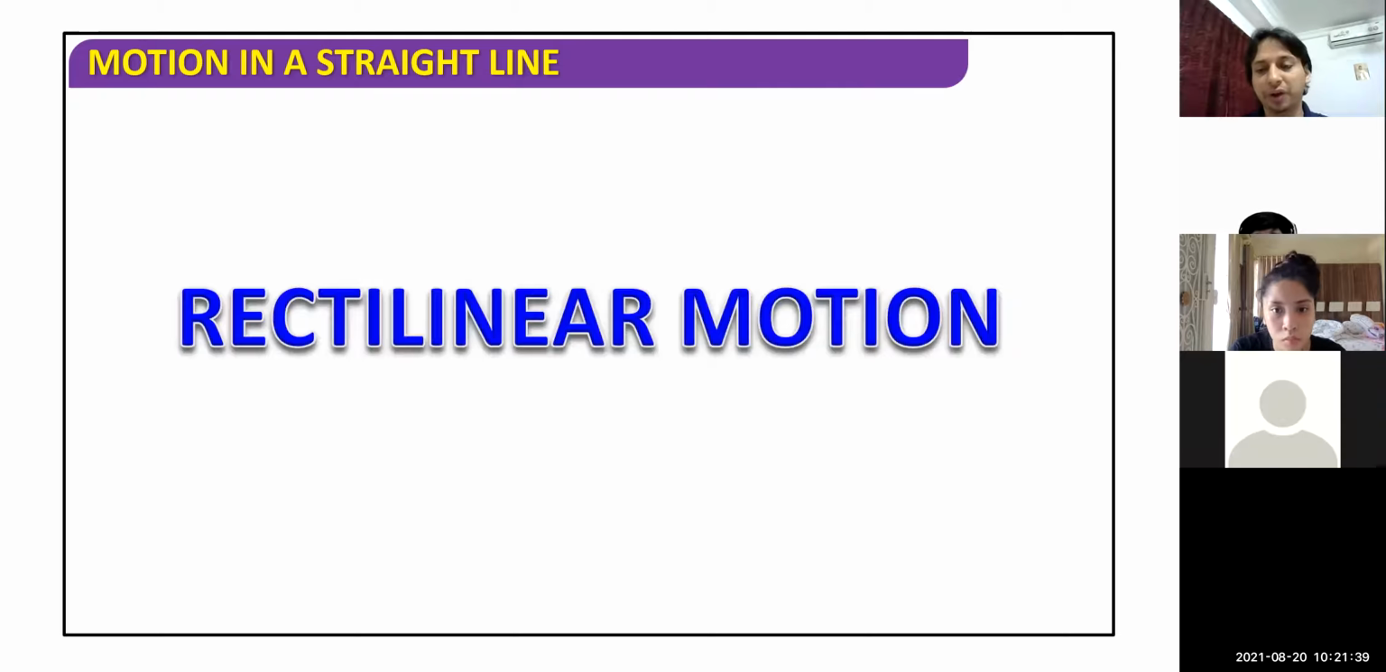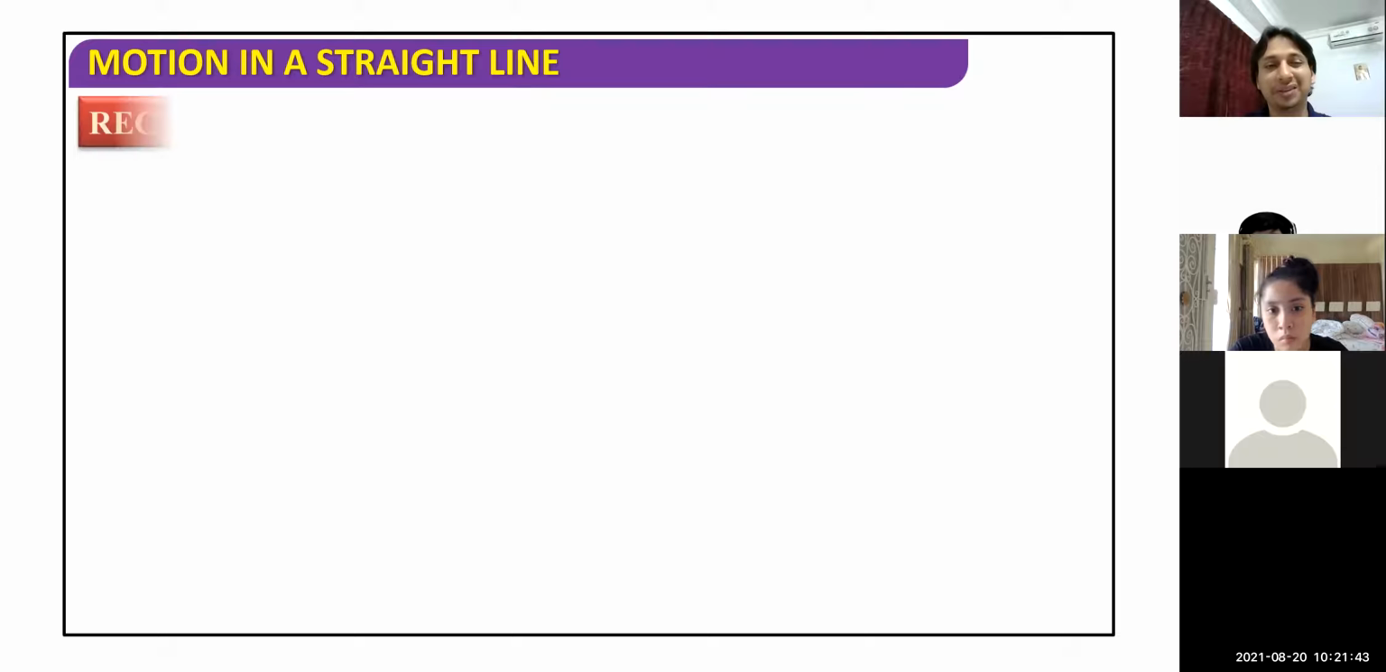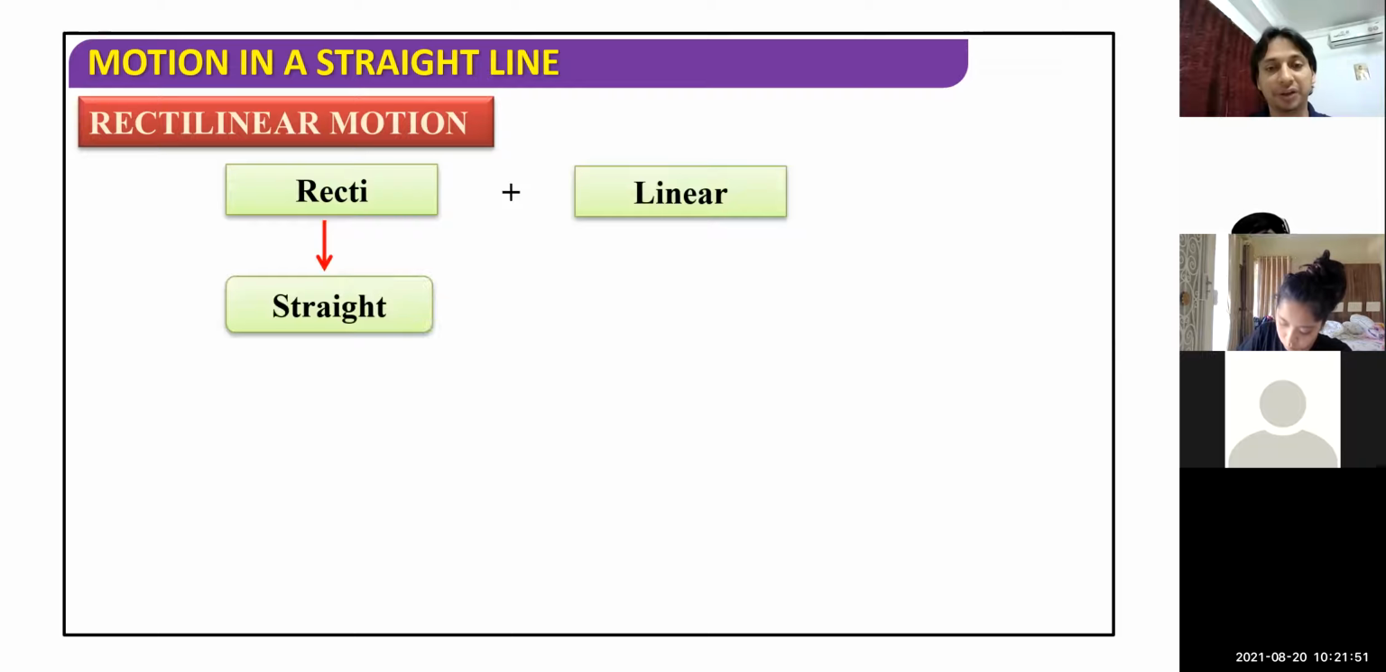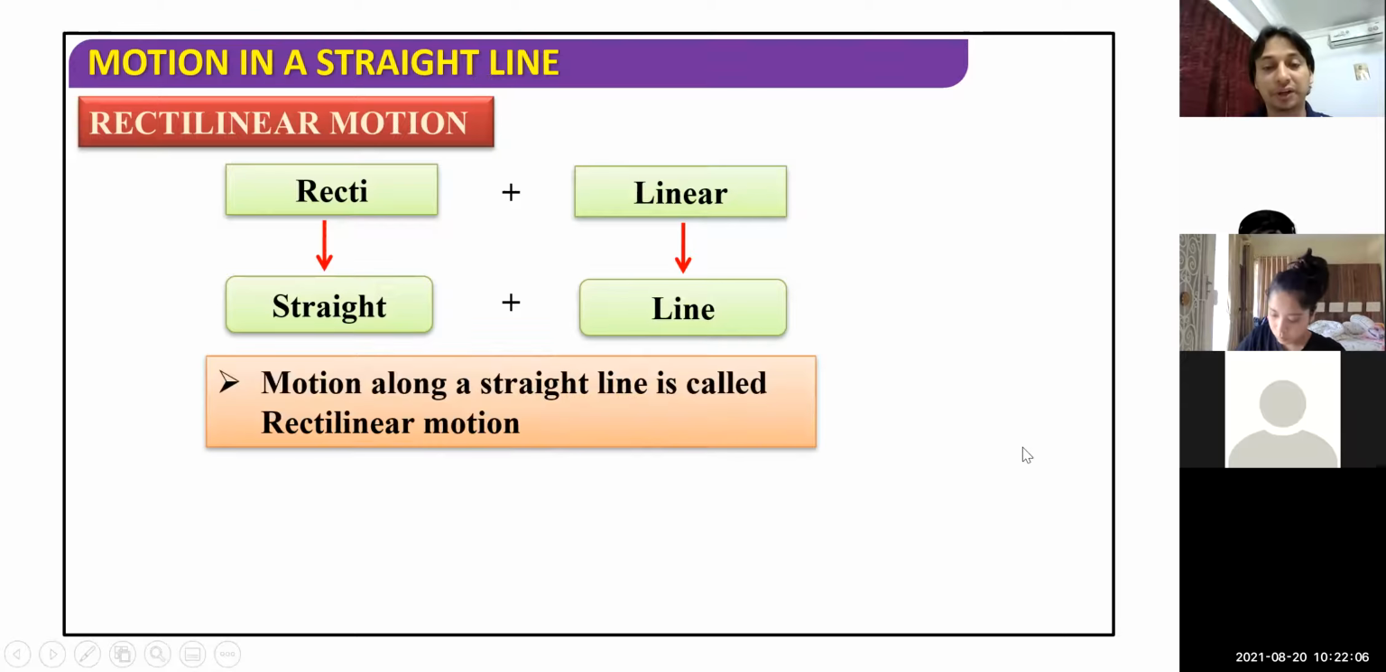So now the word we have is rectilinear motion. What is rectilinear motion? Recti means the straight line, and linear means along a line. So recti plus linear is the combined word, motion in a straight line. Please remember, this is again 1D motion. Motion along a straight line is called rectilinear motion.